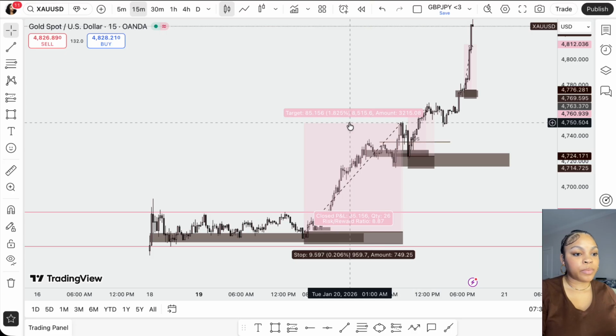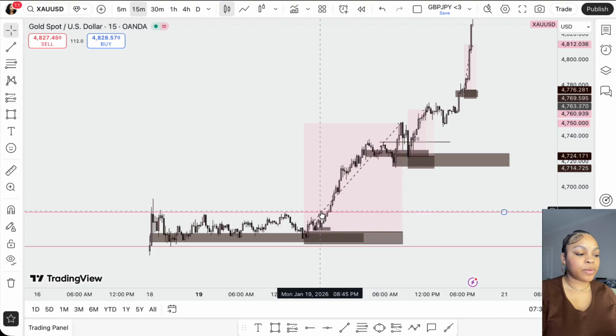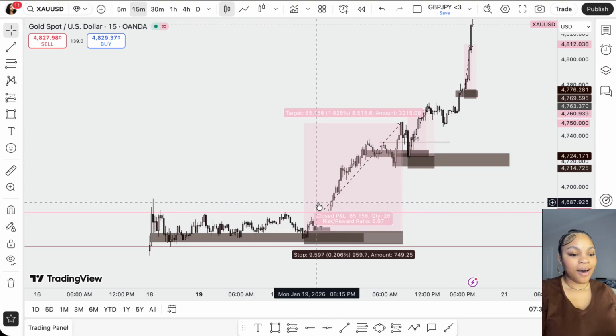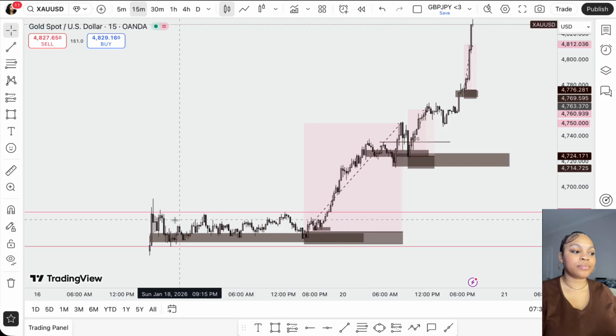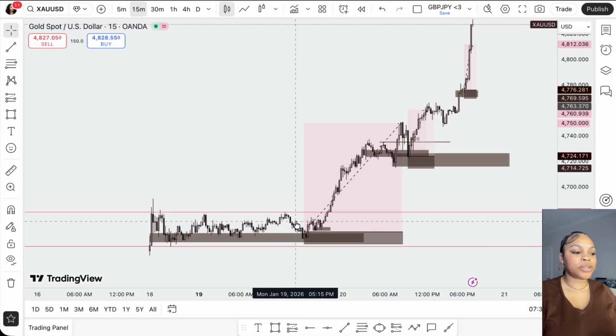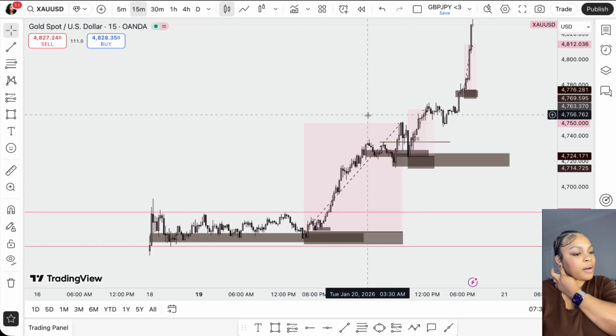I felt like this round number was safe because we were teetering along this 46.80 level here for the whole Asian Open. And then we got our push up.